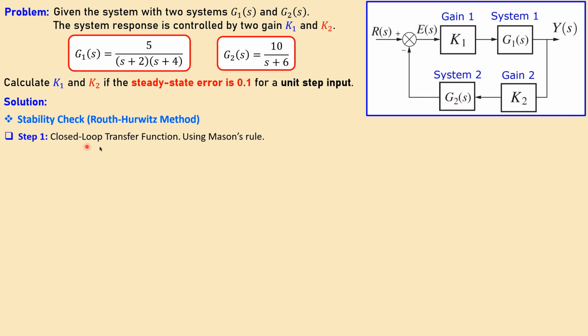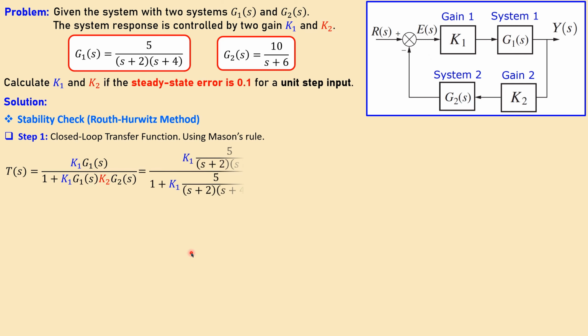The first step is the closed loop transfer function, and we will use for that Mason's gain rule. What it means is the following. The closed loop transfer function is the forward path divided by 1 plus the loop gain, which is shown here. So this is the forward path, K1 times G1, over 1 plus the total product of these four systems. Once we have substituted everything we have for G1 and G2, that's what we have here. Now we need to simplify this.